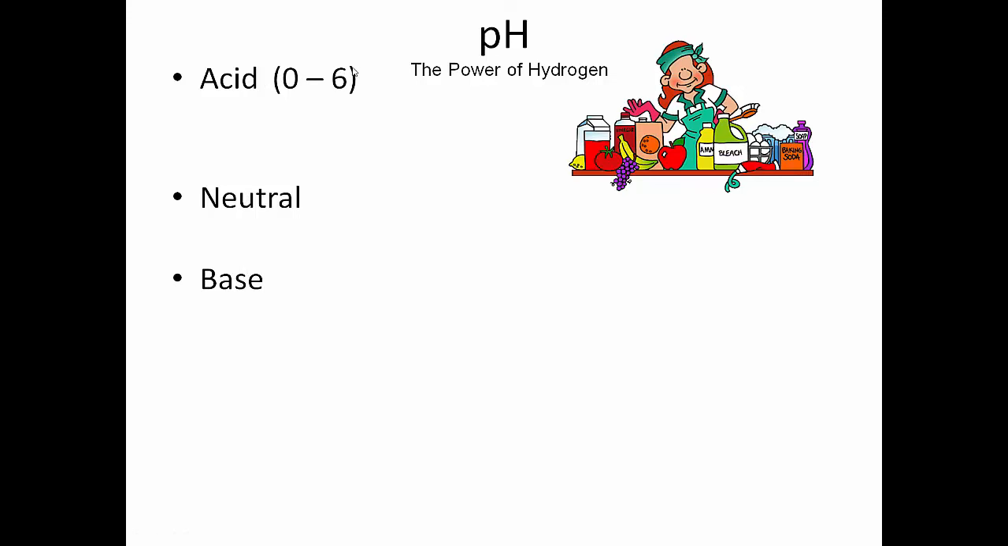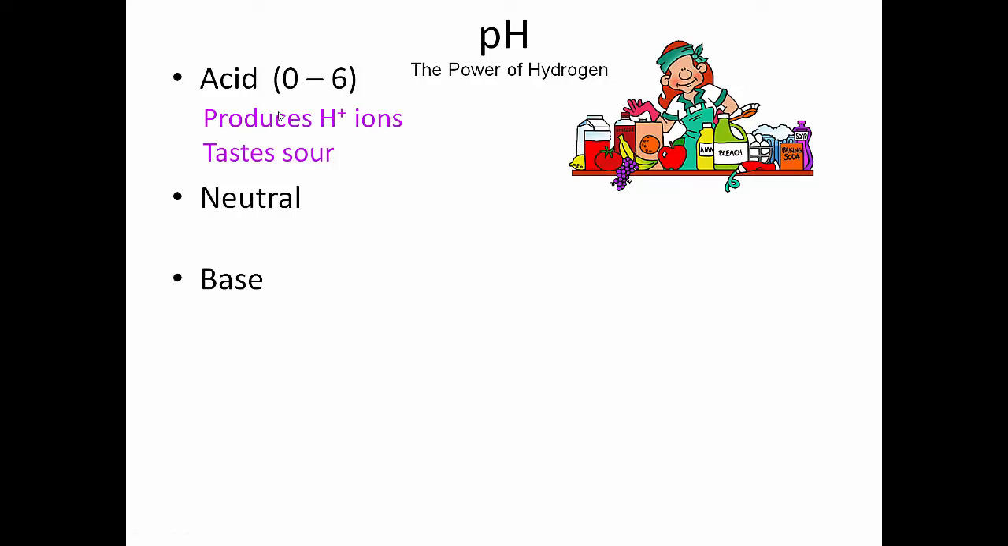Acids are anything that's less than 7, so 6 is a little acidic, and 5 actually is more acidic, and 0 is the most acidic. And this is a power of 10, so a 6 is 10 times more acidic than a 7. A 5 is 10 times more acidic than a 6, or 10 times 10, 100 times more acidic than a 7. And it keeps going until you get to 0, which is 1,000,000 times more acidic than a 7.